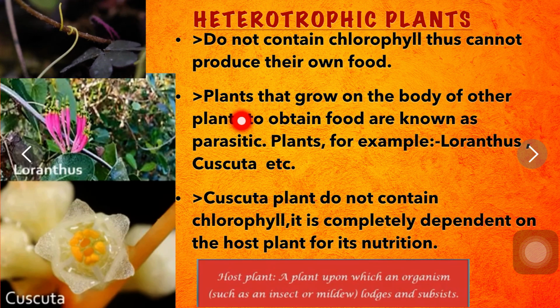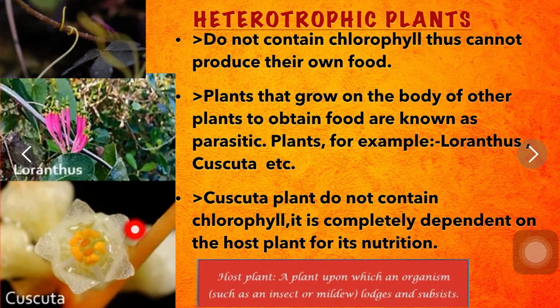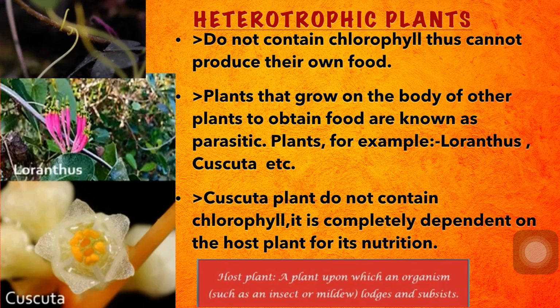Students, the plants that grow on the body of other plants to obtain food are called parasitic plants. For example, Loranthus, Cuscuta, etc. Cuscuta plant does not contain chlorophyll. It is completely dependent on the host plant for its nutrition. Students, a host plant is a plant upon which an organism such as an insect or mildew lodges and subsists. So, heterotrophic plants do not prepare their own food. They depend on other plants, host plants, for their food to get the nutrition.